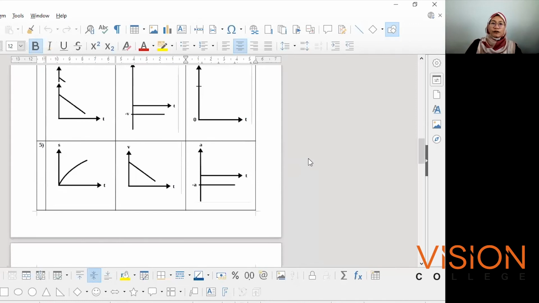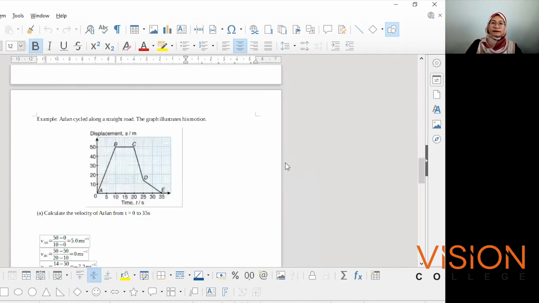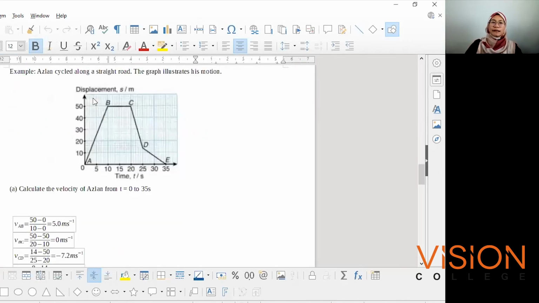Okay, so for example, I have one example of a question here. It says, this is a graph of Aslan's cycle along a straight road. The graph illustrates his motion. Okay, so we have a displacement against time graph. It means this is the position of him over time, as the time goes by.